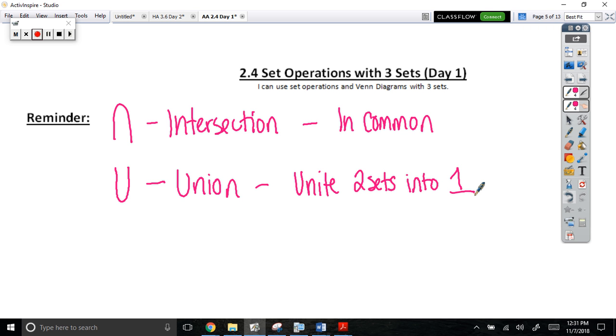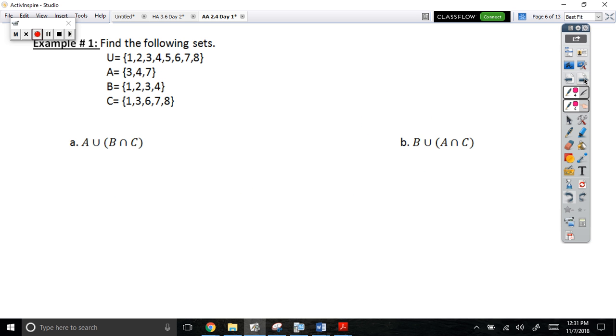Okay. So all we're going to do today is add an extra set to the mix. I am going to show work for these, but you could technically just glance up at the list and do them. But you're going to do these just like you would order of operations. We're going to start with our parentheses first. So I'm going to list everything that's in B intersect C. What is in common between sets B and C? 1 is in common, and 3 is in common.